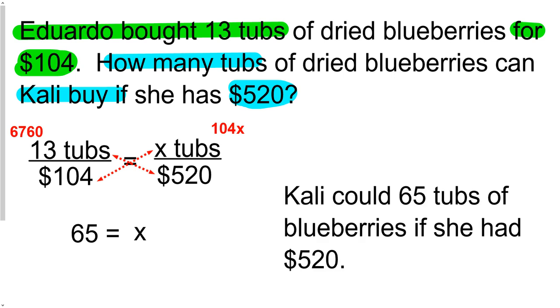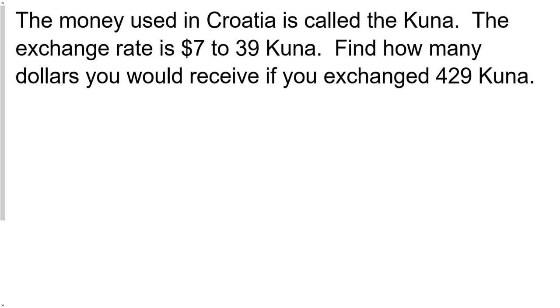So Callie could buy 65 tubs of blueberries if she had $520. Now this one, again, it's not a great example of a drawing problem. It's kind of like the last one with Eduardo, but the exchange rates are pretty popular. So let's take a look at this one.